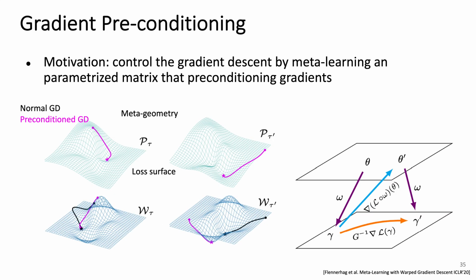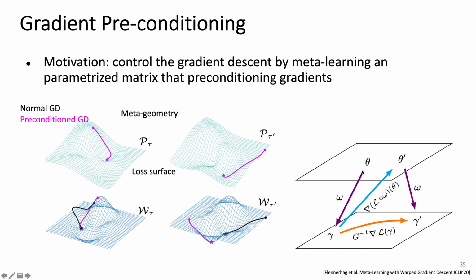Another type of gradient based meta-learning is gradient preconditioning. In gradient preconditioning, for example, we want to optimize in one space, going from the theta to theta prime, and we can control the gradient steps by using a parameterized matrix and preconditioning the gradient, and we can transfer this space to another space.